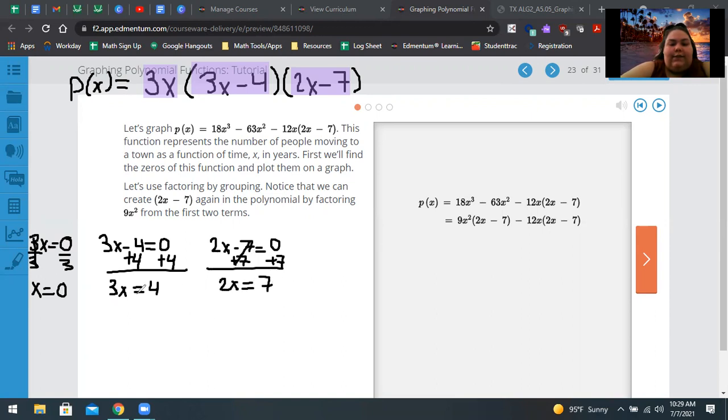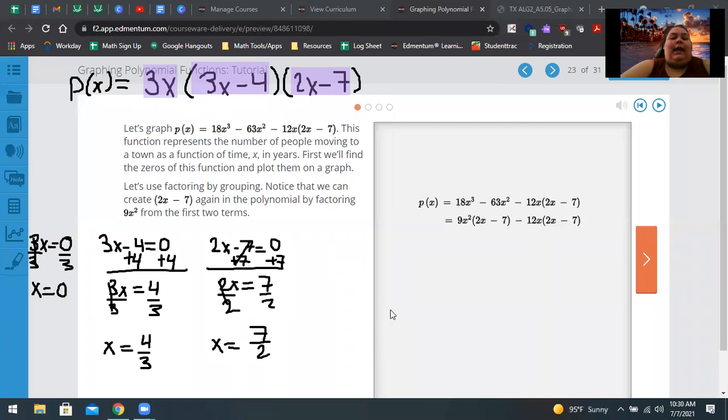I just realized I didn't even finish this one. I'm sorry. We divide 3 on both sides here. Let me take a step back. So then we have x equals 4 over 3. And here we'll divide by 2 on both sides again to isolate the x. And x equals 7 over 2.